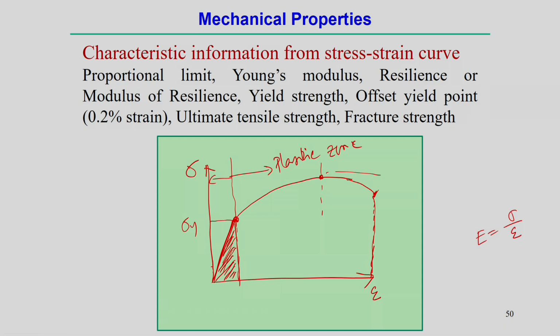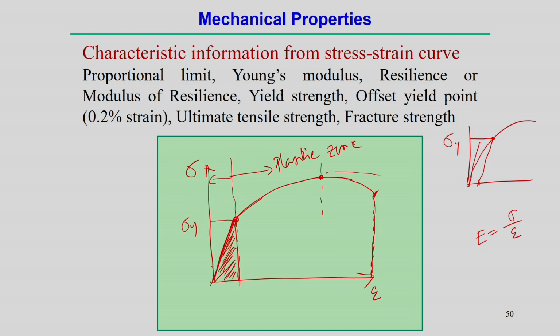Now, offset yield point: in certain materials the initial part of the curve may not show a very prominent linear relationship, so the transition from linear to non-linear is sometimes difficult to identify. In that case we define a point at around 0.2% strain. At epsilon equal to 0 we draw the slope of the initial part, then draw a line parallel to that slope through 0.2% strain, and where it crosses the curve, that point is the yield point for cases without a well-defined transition from the linear to the non-linear part.